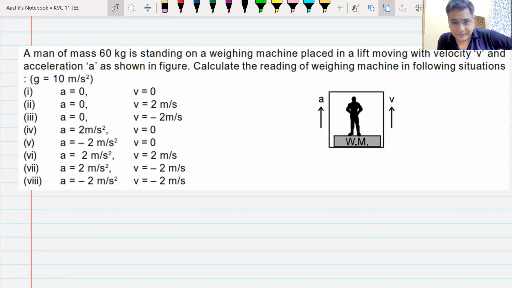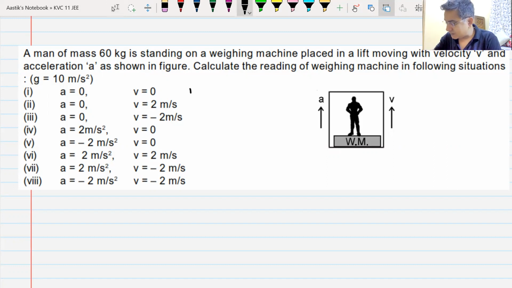Remember what we have already read about inertial and non-inertial frames. Do we remember this? Yes or no? So I'll give you 3 minutes to think about this and tell me the answers in each and every case. 8 cases are there. Best of luck. So are we ready with our answers?